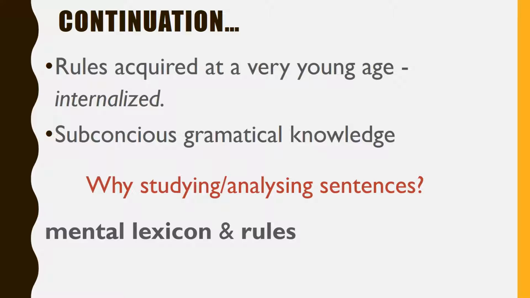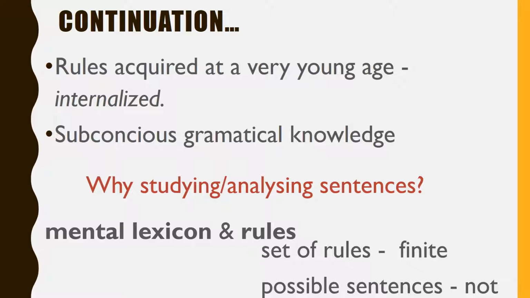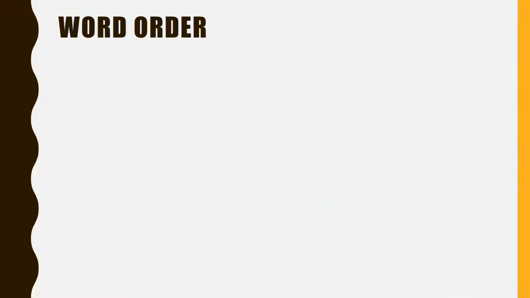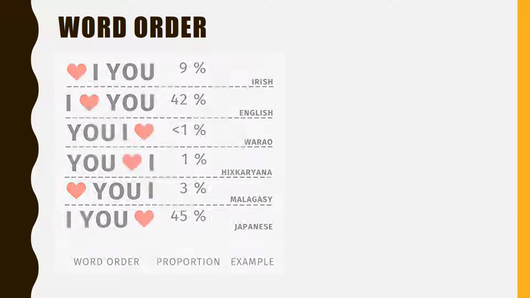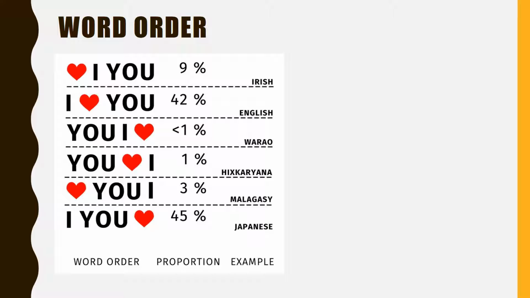So, and why don't we have sentences in our brain? Well, because the sentences are unlimited. So all the possible sentences that we can say are unlimited, whereas the set of rules are finite. The sequences of words that conform to the rules of a language are grammatical. So that is, we have a word order in every language, and the word order depends on the language.